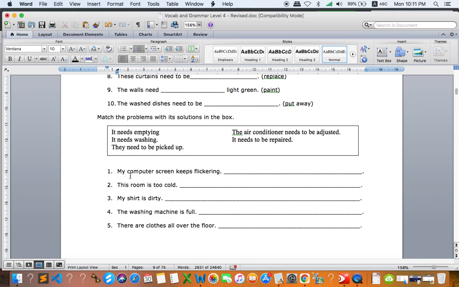For example, the first one, my computer screen keeps flickering. This is about a problem. You see it? They use keep to describe the problem. Flickering means on and off, on and off. So what is the solution? It needs emptying? No, of course not. It needs washing? No. They need to be picked? Cannot, because computer screen is just one, and you cannot use the subject they. It is impossible. The air conditioner is not related, but the last one, it needs to be repaired. So you can just write that down right here for the solution of this problem.